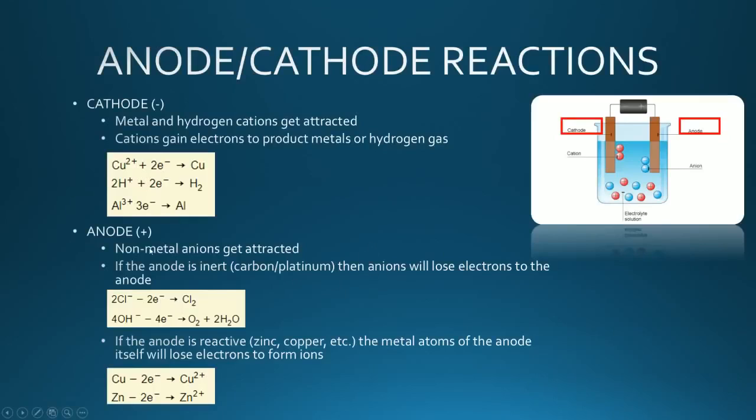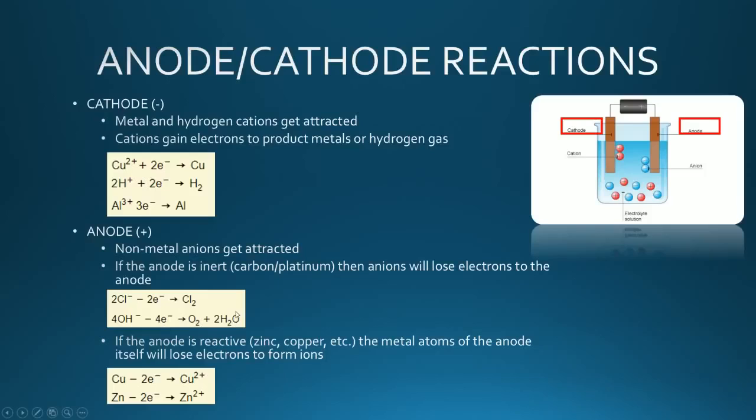Now if it is inert, so it doesn't react, then what that will mean is that the anions will jump over to the anode, and as you'd expect, the anions will actually lose electrons to the anode and discharge themselves. So for example, chloride ions will jump over, lose 2 electrons, and form chlorine gas molecules, whereas hydroxide ions will again lose electrons in this case, and discharge themselves, forming oxygen and water at the anode.